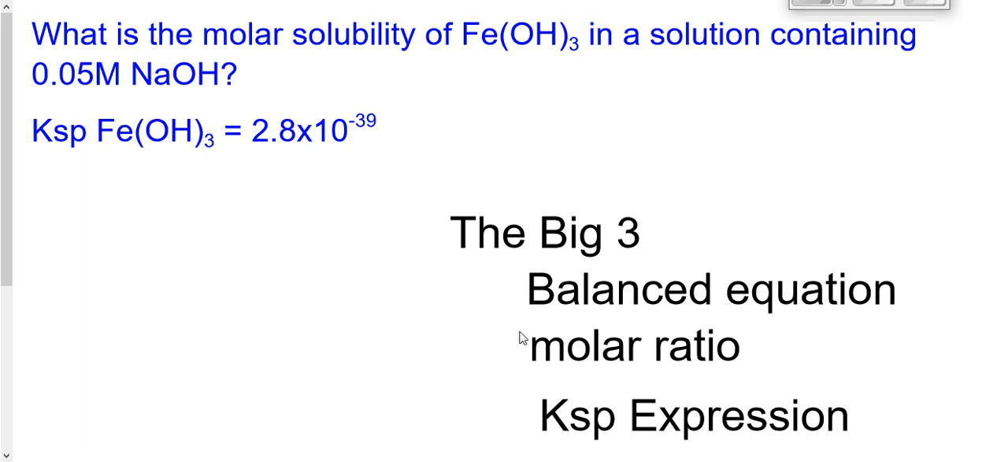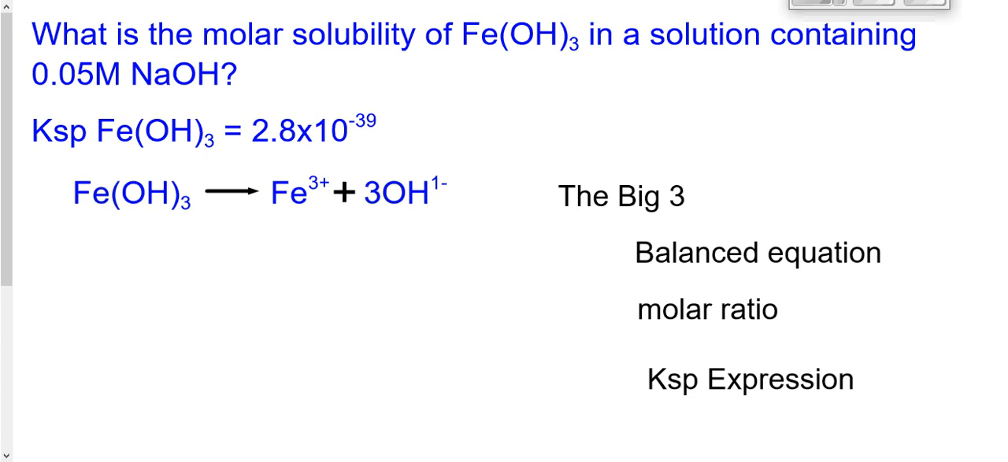Another way to tell is, did they give you the Ksp or ask you for the Ksp for one of the two salts? If they do, that's another indicator that that is the salt that's going to get the big 3 steps. Okay, so now that we've decided that iron hydroxide is going to get the big 3 steps, let's break this down. Step 1 is your balanced equation. When iron 3 hydroxide breaks down, it breaks down to give you 1 iron with a +3 charge and 3 hydroxides with a -1 charge.